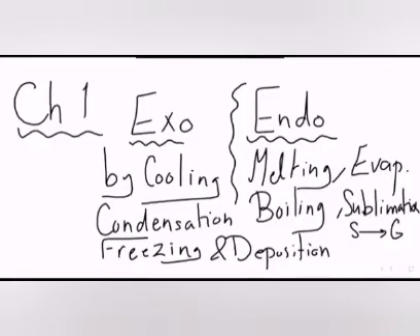You see? So the exothermic physical changes are those that occur by cooling, and these are condensation, freezing, deposition, and the endothermic ones are those happening by heating, like melting, evaporation, boiling, sublimation. And sublimation here, I mean the change of matter from the solid state to the gaseous state, and this occurs by heating.